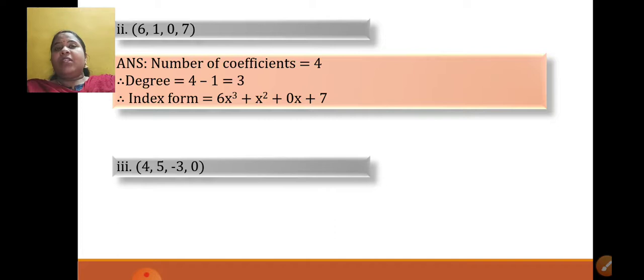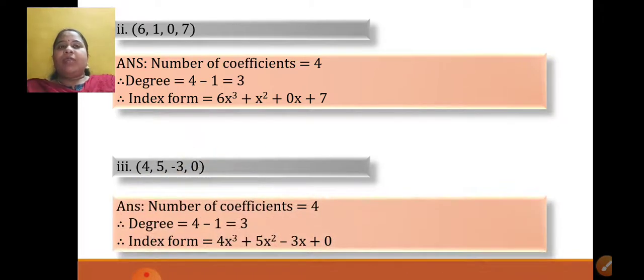Count how many terms are there. Again 4. Degree should be 3. So the answer will be 4x cube plus 5x square minus 3x, and the last term, the constant term, is 0 here. So even if you don't write it, it is okay. Final answer can be written as 4x cube plus 5x square minus 3x. That is also absolutely fine.